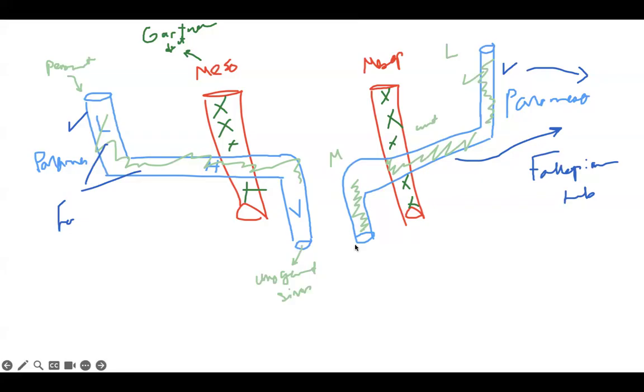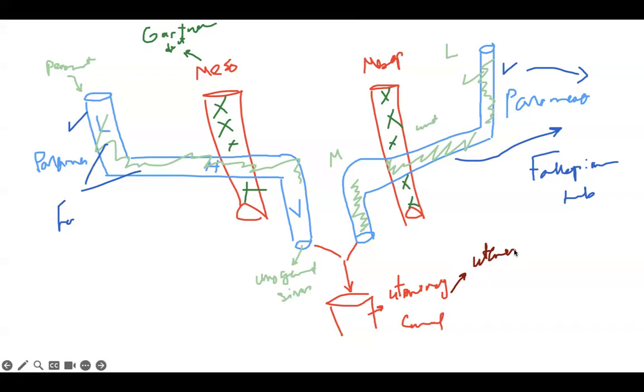The caudal vertical part of both sides, this one and this one, will fuse together and form a duct. What is the name of this duct? It will give what is called the uterovaginal canal. What is meant by uterovaginal canal? Utero means it will give the uterus. So the caudal vertical parts must fuse. Failure of fusion will give more anomalies in this part.